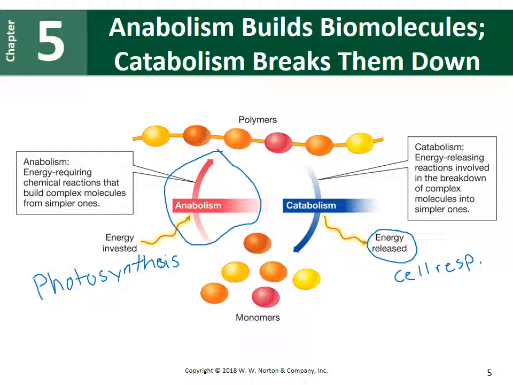So you can see our two big metabolic pathways that we're going to be looking at. Photosynthesis is going to be creating molecules. We have to invest energy into it. Cellular respiration is going to break down those molecules. We're going to extract out energy, and cells will capture that energy that's being released in the form of a molecule called ATP.